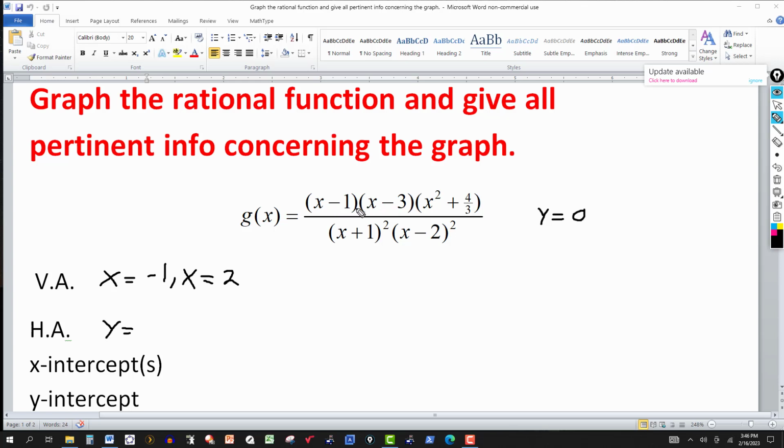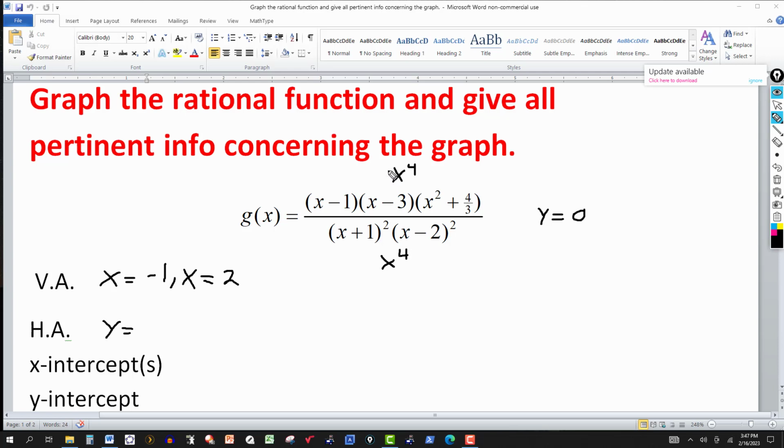So I've got an x here and an x here. That'll give me an x squared. And this factor, the third factor here, has an x squared. So if I were to multiply these out, I'm only concerned about the lead term, the highest degree term. That would be x to the 4th. In the denominator, I've got an x plus 1 squared and x minus 2 squared. So from the first expression, I would get an x squared. From the second one, I would get an x squared. So the highest degree term I can see then would be x to the 4th.